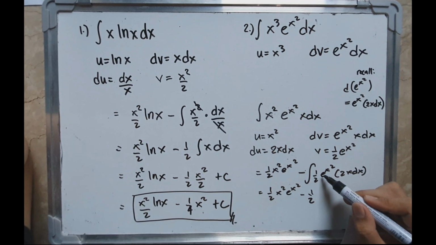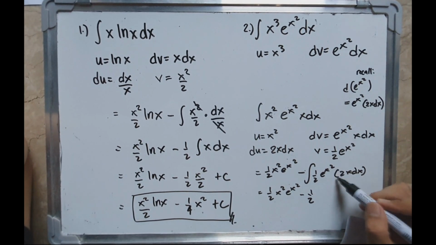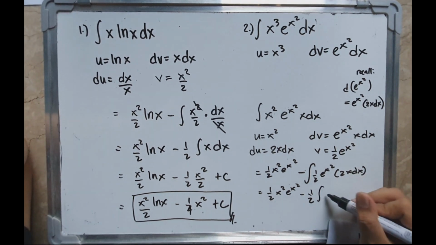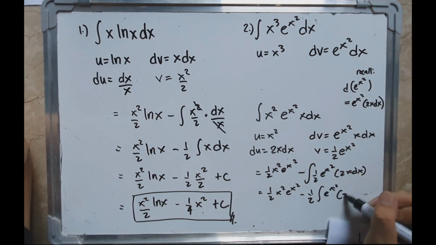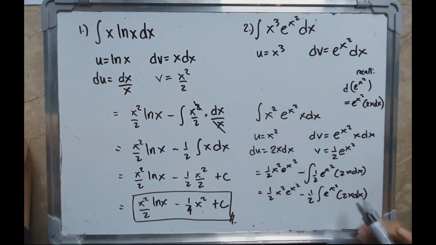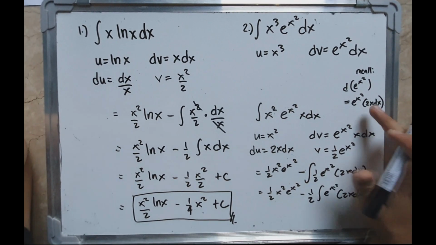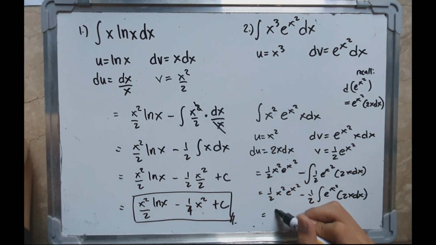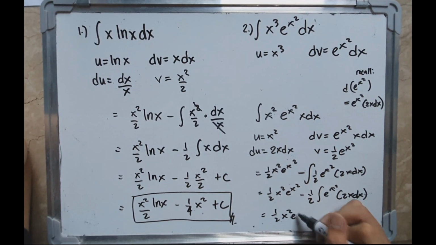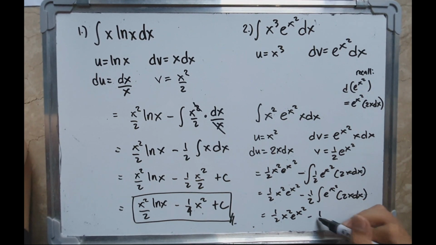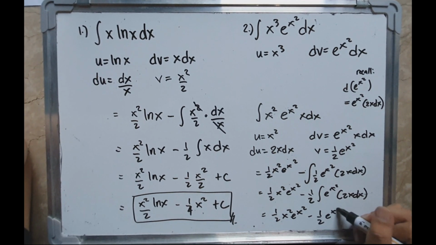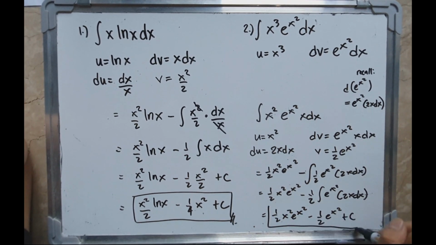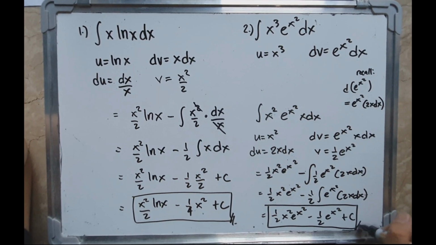The integral of e raised to the power of x squared, quantity 2x dx, this one is equivalent to e to the x squared. So we have 1/2 x squared e to the x squared minus 1/2 e to the x squared plus c. This will be our final answer.